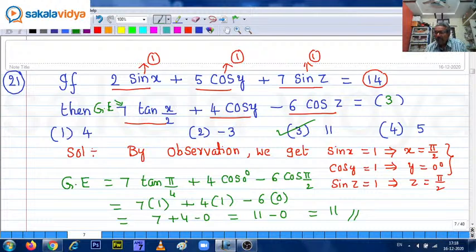Option 4? No, not option 4. Option 3. Option 3. Right.